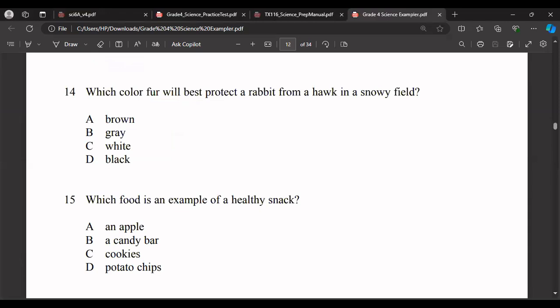Which color fur will best protect a rabbit from a hawk in a snowy field? Adaptation. What is the answer? C. White. Beautiful. Why do you choose C? Because snow is most likely white. Beautiful. So the rabbit can hide in it.